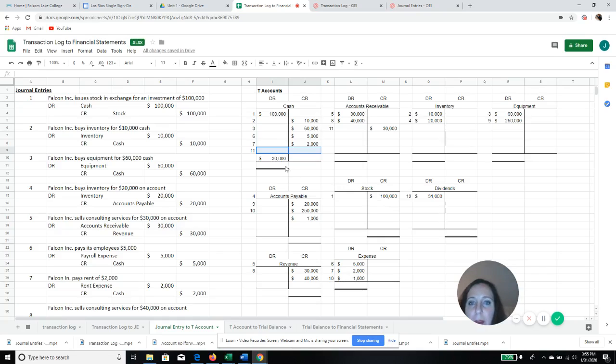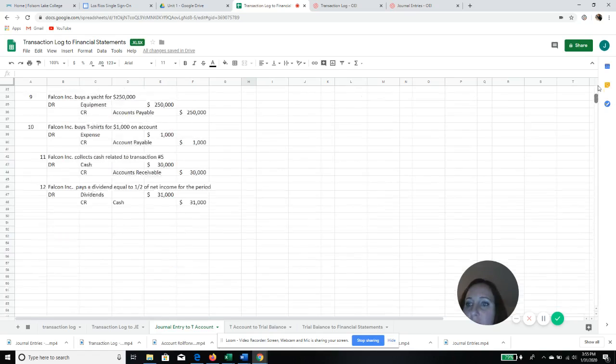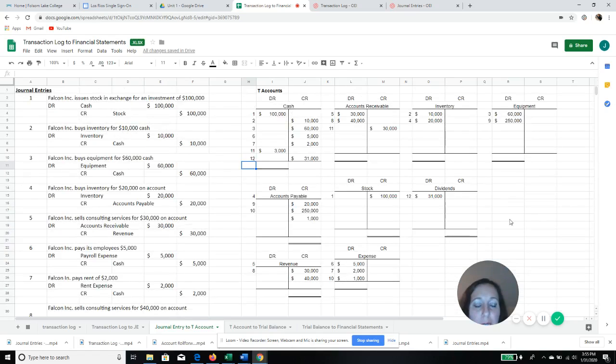Okay, I think that'll be all right. And I'm just going to put the 30,000 back up here on transaction 11. And then on transaction 12, I'm going to put $31,000 on the credit side. And I already did the dividend side. Okay, we have now entered all of our transactions, all 12 of them, into our T accounts.